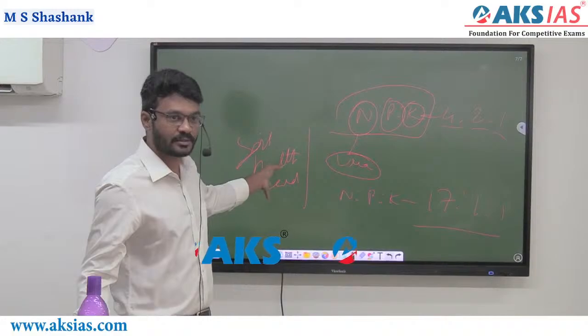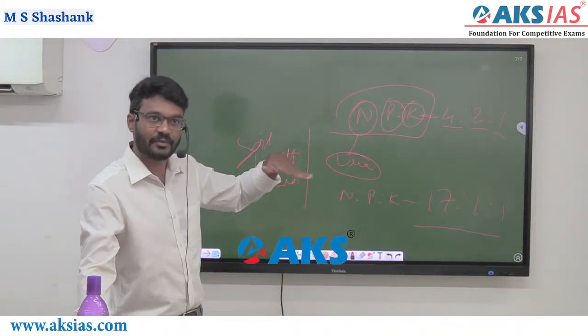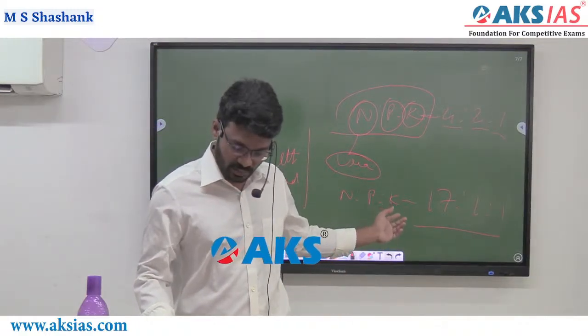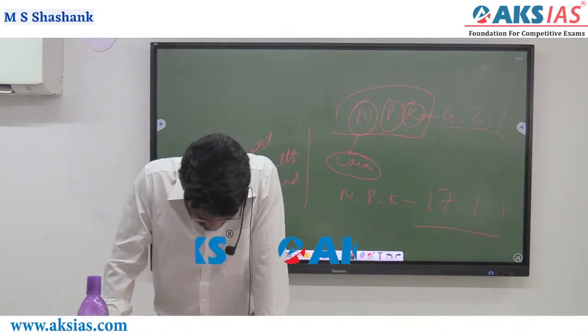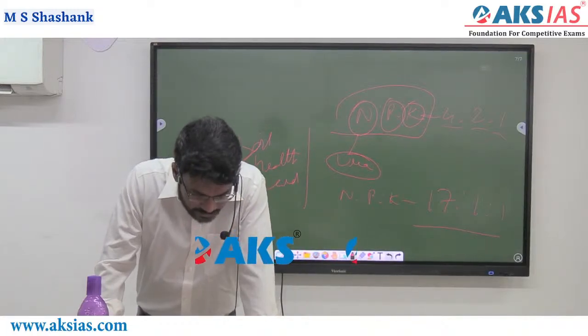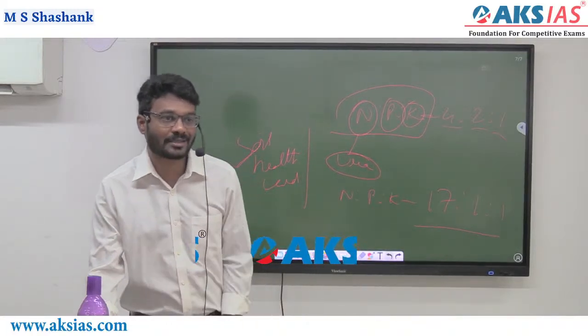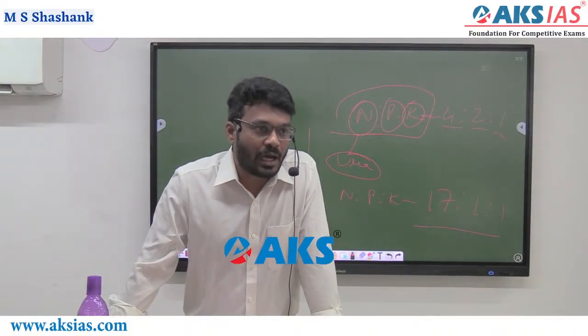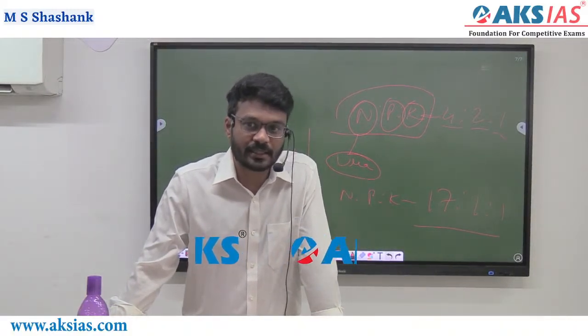If you do this, then automatically land degradation will come down. So this is the soil health card scheme, right? This will also help in reducing land degradation. Next, the government has come up with the watershed program. What is the watershed program? Water harvesting, right? So, watershed.